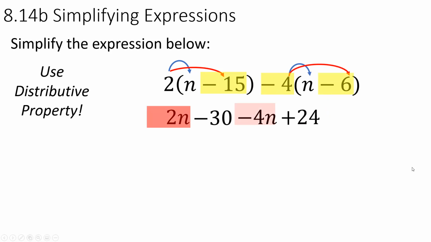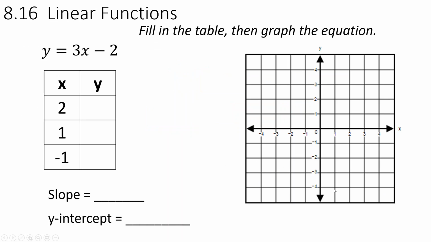Then you're going to regroup your terms. 2n, negative 4n, and then negative 30 and 24. Those are both constants. Those can be regrouped as well. And that's all you can do. You're done. That was always weird to me as a kid because I thought it always had to work out to a single number, but you're done. You don't know what n is, you're done. It is simplified.